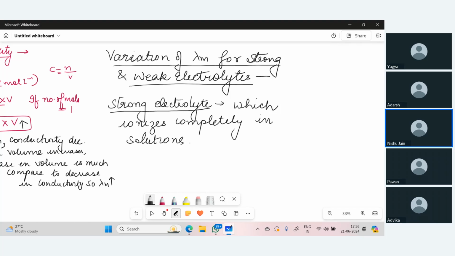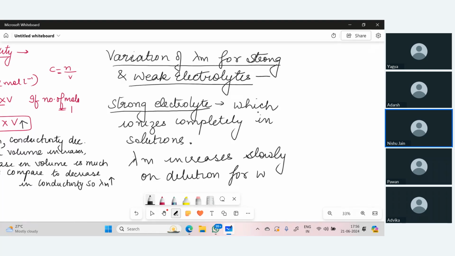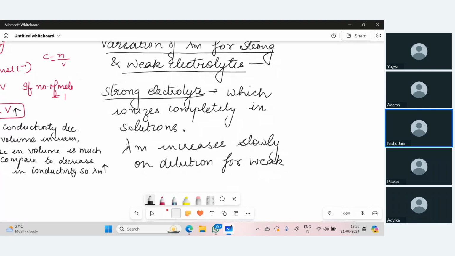So how does it vary with dilution? See, lambda m increases for both strong and weak electrolytes, but in case of strong electrolyte, it increases to a lesser extent. So write down: lambda m increases slowly on dilution for strong electrolytes.